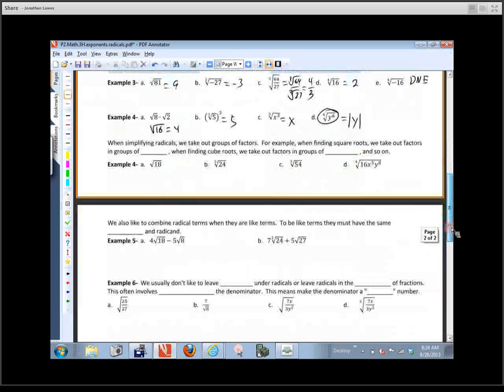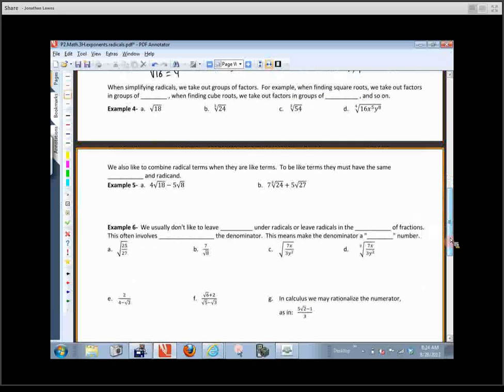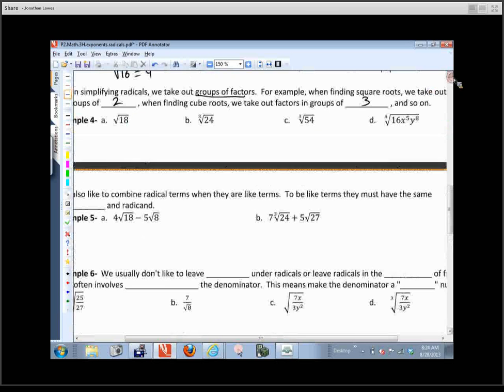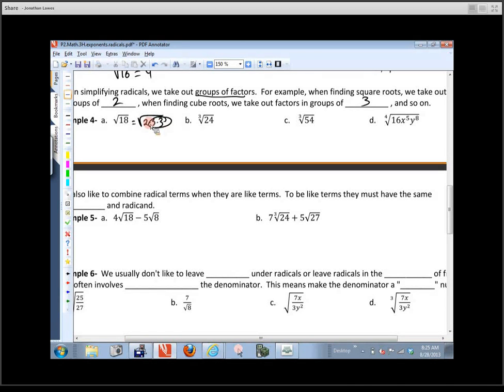Okay. When simplifying radicals, we take out groups of factors. So when we're taking square roots, we're going to take out factors in groups of how many? We're doing a square root. Groups of 2. Cube root, we'll take them out in groups of 3. So let's take a look at an example, okay, just to make sure we're all on the same page. The way we do a problem like this is we factor this. So this is going to be the square root of 2 times 3 times 3. It's a square root. So anytime we have a pair of factors or groups of 2, we can take those on the outside. So I'm going to have a 3 on the outside and a 2 stuck on the inside.